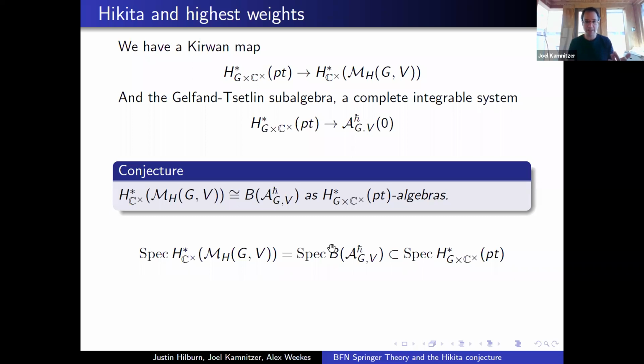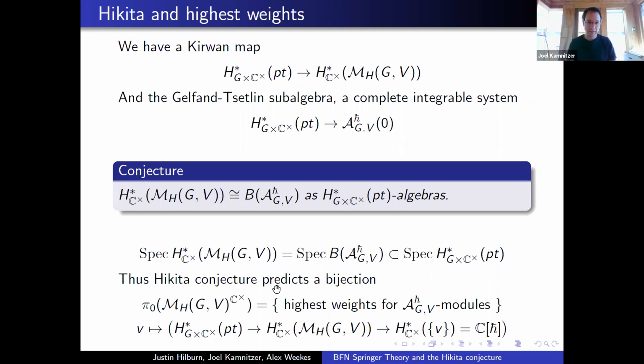In fact, both these algebras are finite dimensional. Once you set h bar to some number, say h bar equals 1, then both of them become finite dimensional. So I'm basically just asserting that two finite subsets of this thing are equal. In particular, this Hikita conjecture predicts a bijection between the spec of this guy and the spec of the B algebra. Now, on the previous slide, I tried to explain how the spec of the B algebra is related to highest weights of modules for my Coulomb branch algebra. Now, what's the spec of the cohomology?